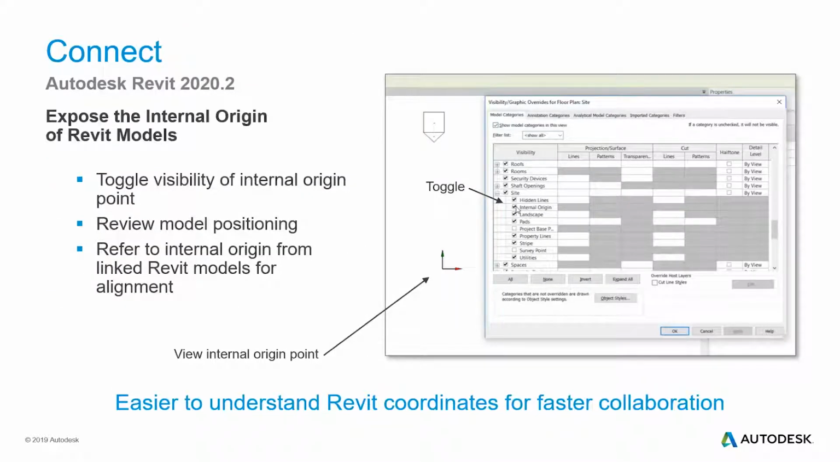This new feature is called Expose the Internal Origin of Revit Models and allows you to turn on the visibility of the internal origin in Revit. This will improve the ability to learn about and immediately visualize and understand the Revit coordinate system. Exposing this point means that it will be easier for you to coordinate and collaborate with consultants. This feature will allow visibility into the underlying coordinate system in Revit and allow for collaboration and efficiency.